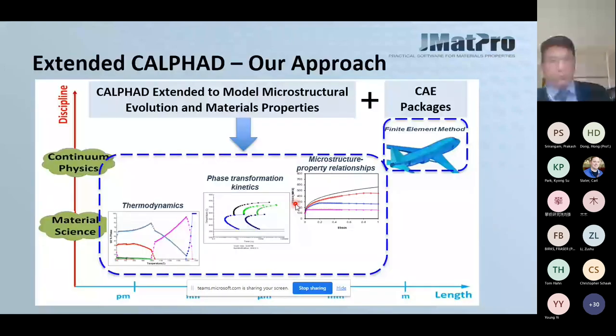And if you look at the picture here, the thermodynamics part is the CALPHAD part. It provides thermodynamic calculations. And based on thermodynamic calculations, we further model phase transformation kinetics. At the end of this kind of modeling, we will have the microstructure. And then we further develop microstructure-property relationship models. And at the end of the day, we will have obtained many of the properties that are required for CAE simulation. So this is the part that we call materials modeling.